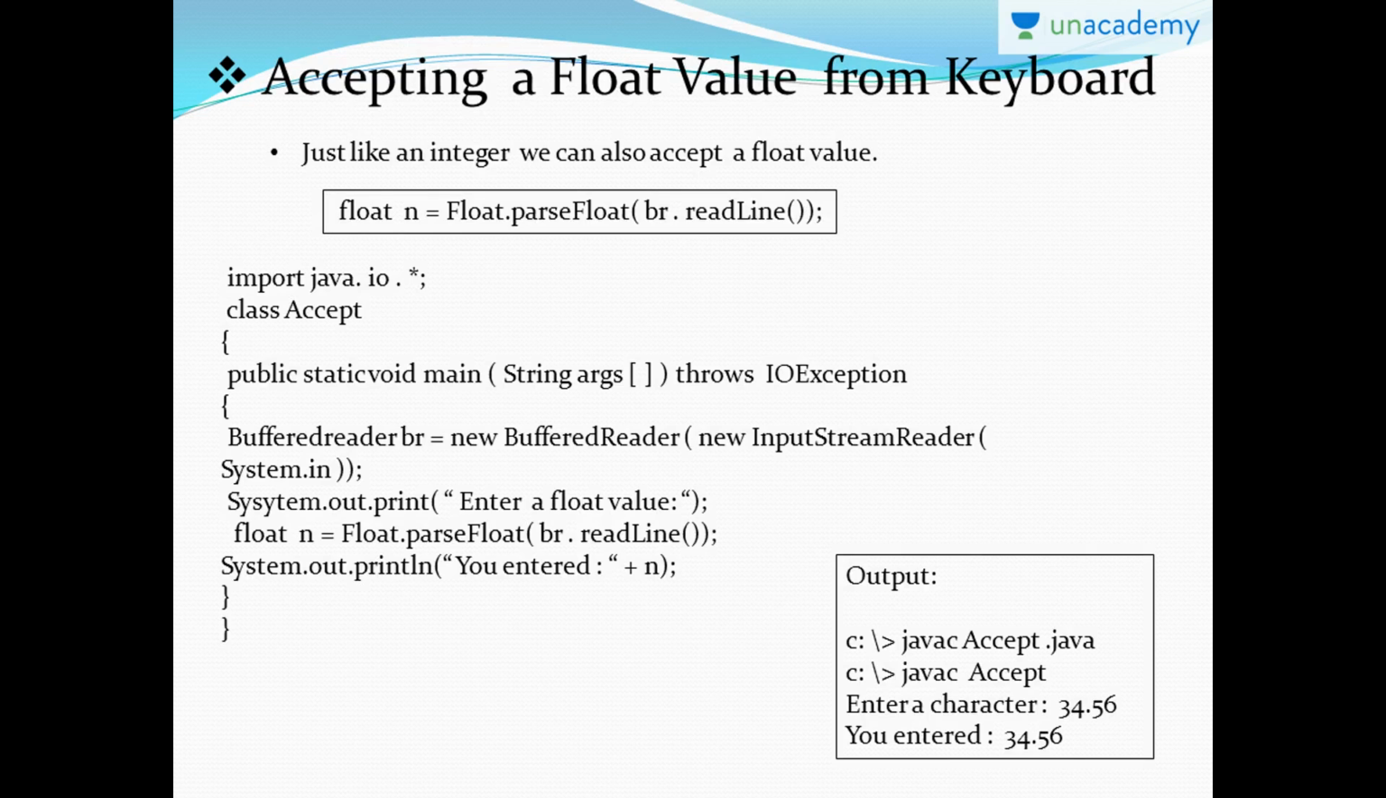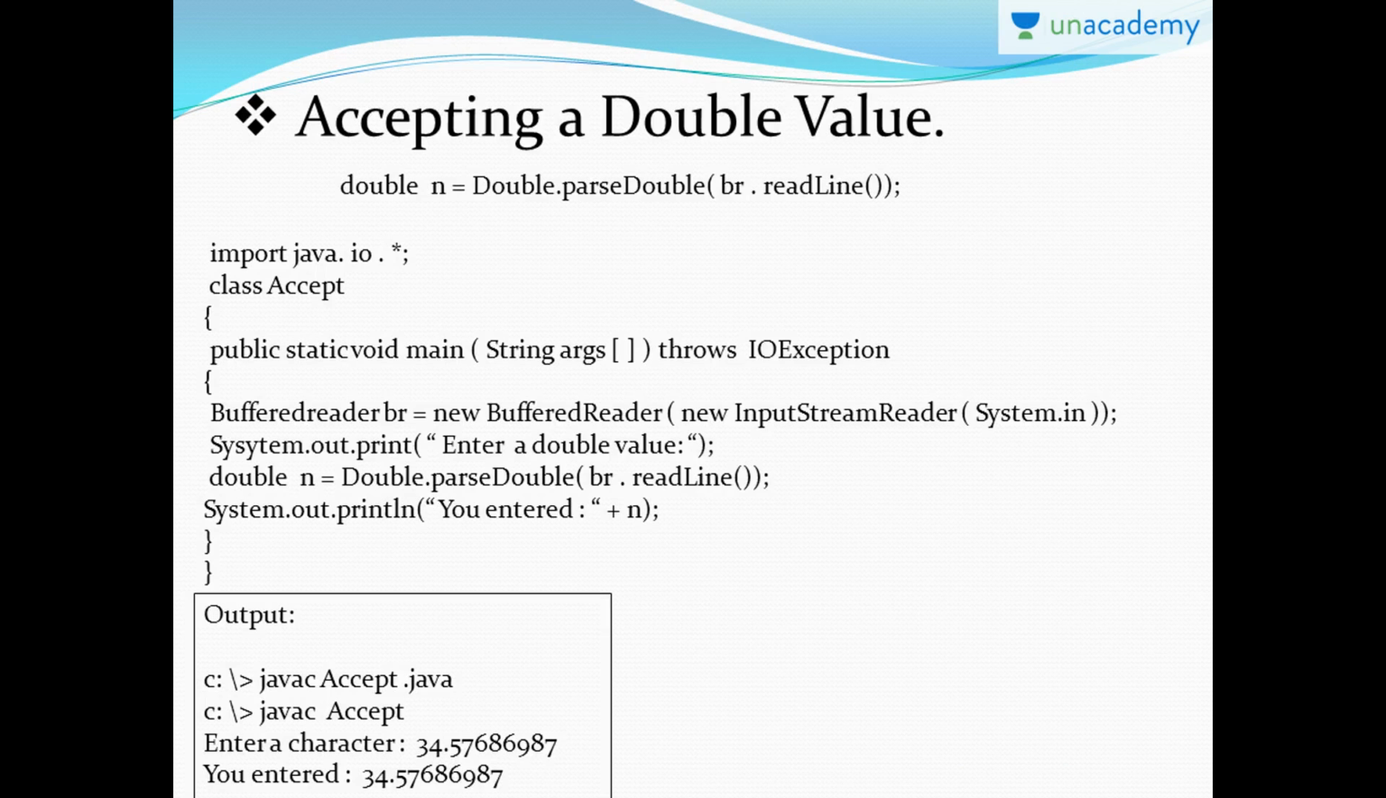All right, accepting float values. Till now we have learned integer values. Float needs to include some decimal points, right? So just like an integer, it can also accept float values. For that, we will only be changing the data type here: float n = Float.parseFloat. That means whatever value you give will be changed into float data type and stored in the variable n. Then here we are asking to enter a float value. Again, the same statement is used that we discussed here. Once you enter, that will be given as an output. Here I gave 34.56 and the same output is displayed.